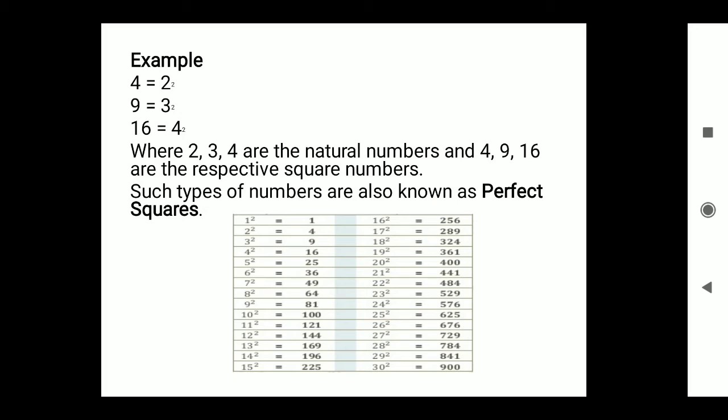Example: 4 is equal to 2 power 2, 9 is equal to 3 power 2. All right. Where 2, 3, 4 are natural numbers and 4, 9, 16 are respectively square numbers, such numbers are also known as perfect squares. 16 squared is 256, 17 squared is 289, 18 squared is 324, 19 squared is 361, 20 squared is 400, and so on.